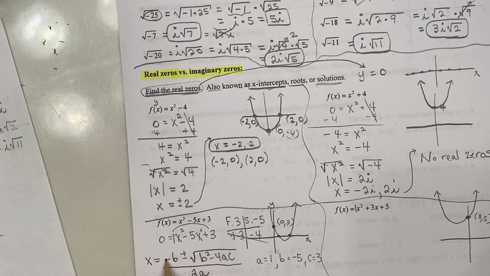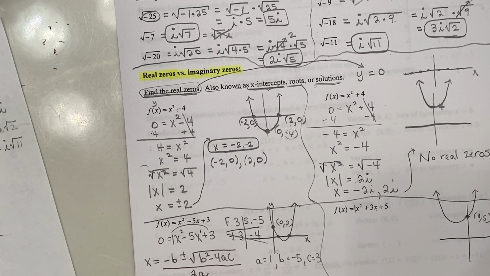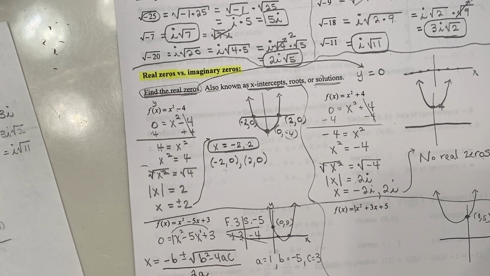In the numerator, I want the opposite of whatever b is. B is already -5, so I'll make that positive. b is -5, I will use parentheses with the square, minus 4 times a, which is 1, and times c, which is 3. So I'm going to have 5 plus or minus, and then the 2's here.